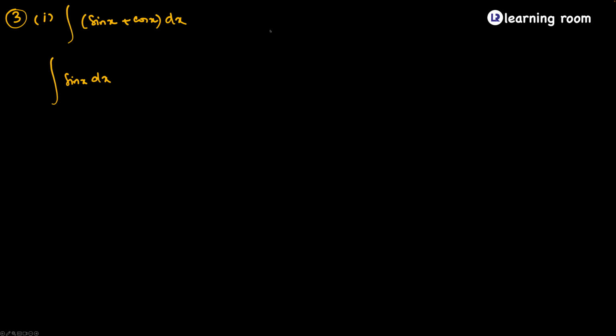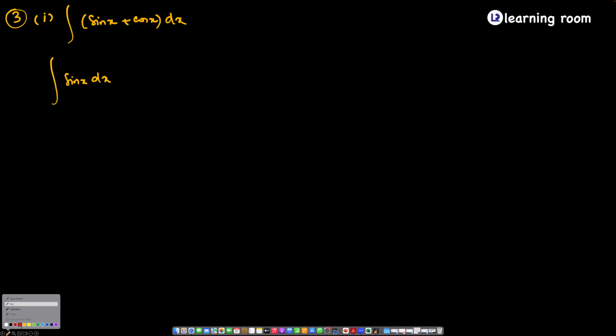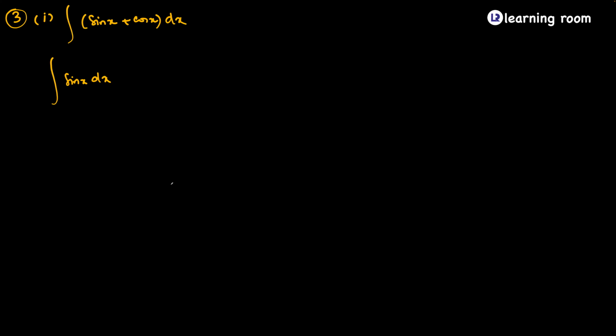See, integral of sin x plus cos x dx is going to be integral of sin x dx plus integral of cos x dx. So what is the integral of sin x? It is minus cos x. Plus what is the integral of cos x? It is going to be sin x. So it is going to be minus cos x plus sin x plus c. Is that clear?